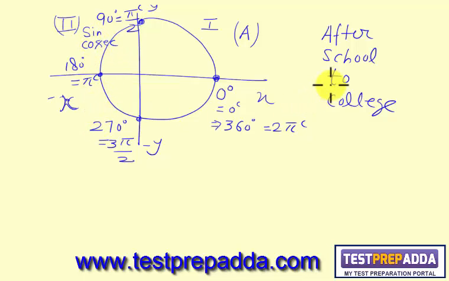In the third, you can see tan. Tan and its reciprocal cot. These two are positive, rest negative. In the fourth quadrant, the C means cos and sec. These two are positive, rest negative. Okay.